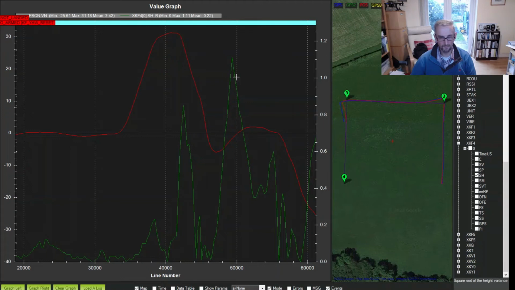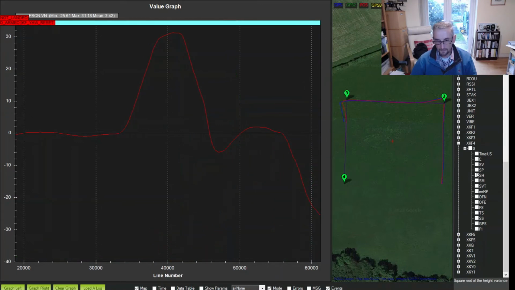There was a suggestion of using the GPS when I looked at this log with Tridge. The GPS was equally unhappy. The GPS thought it was sort of 10 meters above where it was, and so if I'd used the GPS for height, the copter would have crashed into the ground. So I think baro is probably the safest option, but still not happy at all. Okay, so that's the height variance.